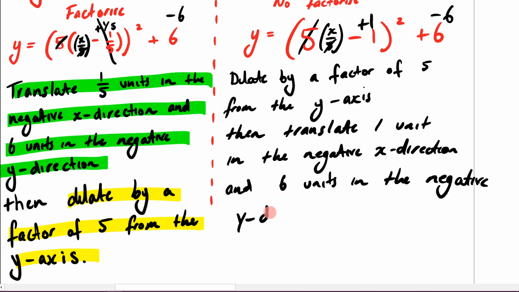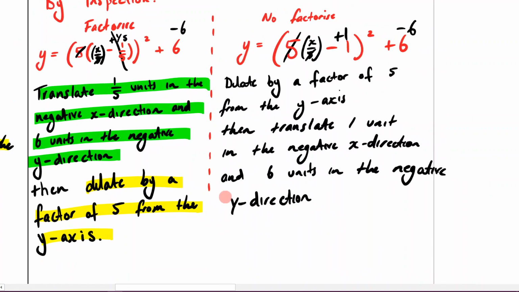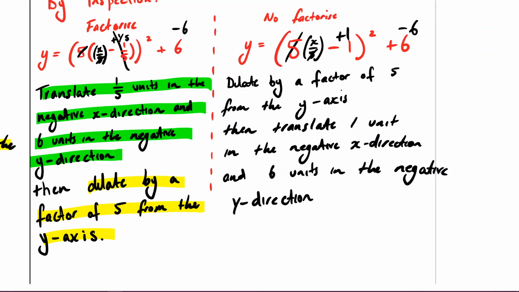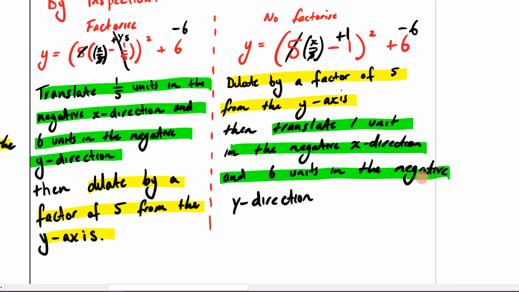y direction. All right, both of these answers are correct. They're just approaching them in different ways. And the question of whether or not you factorize is important. So here I dilated first, and then I translate. Translate 1 unit in the negative x direction and 6 units in the negative y direction. Okay, that's the first way to do it.